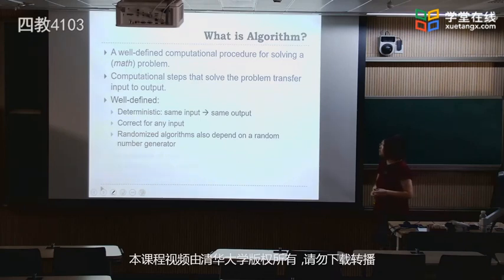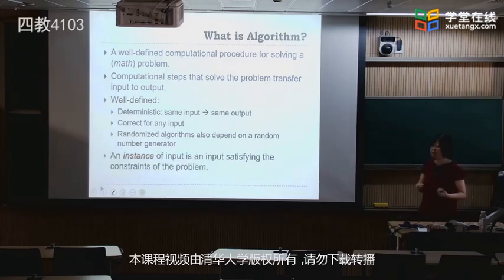So well-defined means algorithms are deterministic: same input, you get the same output, and they must be correct for any input. There is an exception. We're going to talk about randomized algorithms as well. And these algorithms are not deterministic. The outcome of the algorithm also depends on a random number generator. Okay, so we're going to talk about this exception later on. And an instance of input is an input satisfying the constraints of the problem.